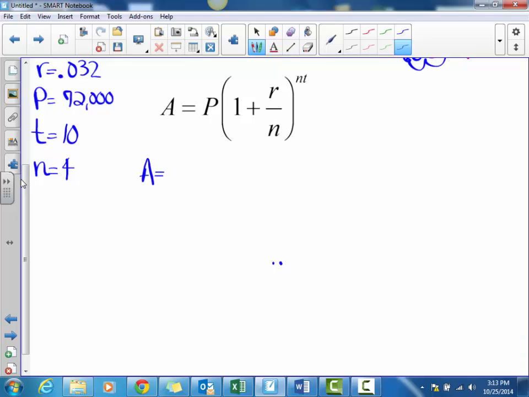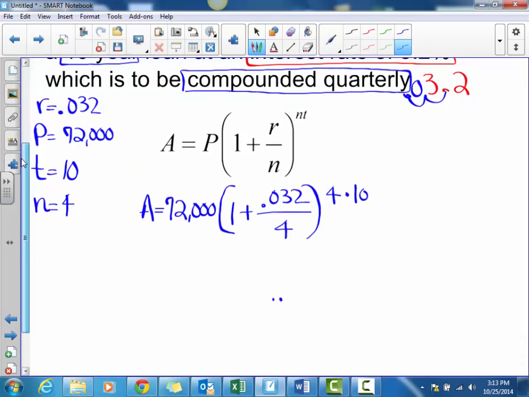So A equals P, my principal or the amount borrowed, which is $72,000, times the quantity 1 plus R, my rate, 0.032, divided by N, the number of compounding periods, which is 4, all raised to the N times T, or 4 times 10 power.